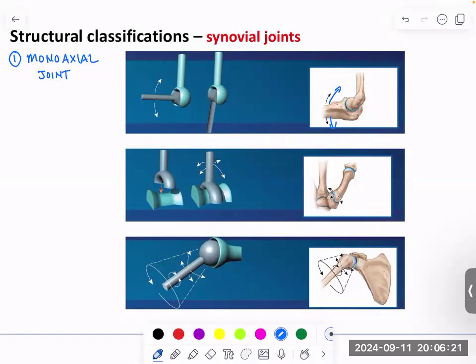The elbow is a monoaxial, but is also a hinge joint because it acts on a hinge. That is the example of the elbow. The elbow is a monoaxial joint. It is a synovial joint. It is a hinge joint. Those all apply to how the elbow works.